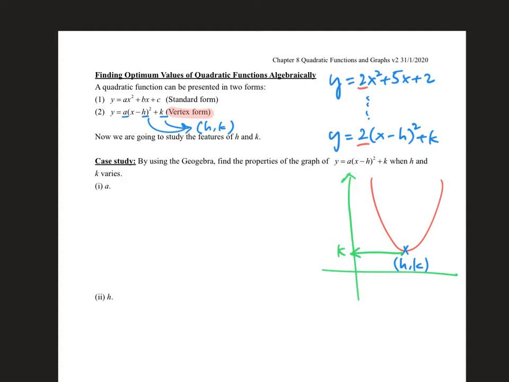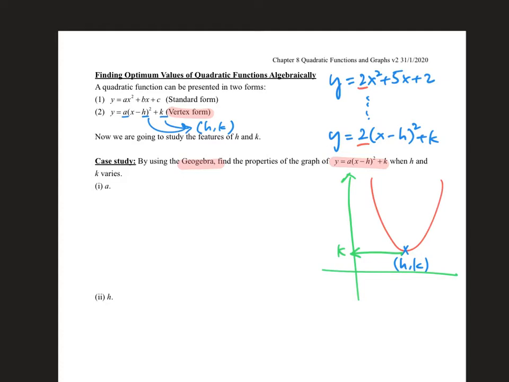You can also go home and try the software called GeoGebra, which is available as a web version and also in the App Store. You can plot the graph of y is a times (x minus h) squared plus k, that means the vertex form, and see how the values of a, h, k affect the shape of the parabola.